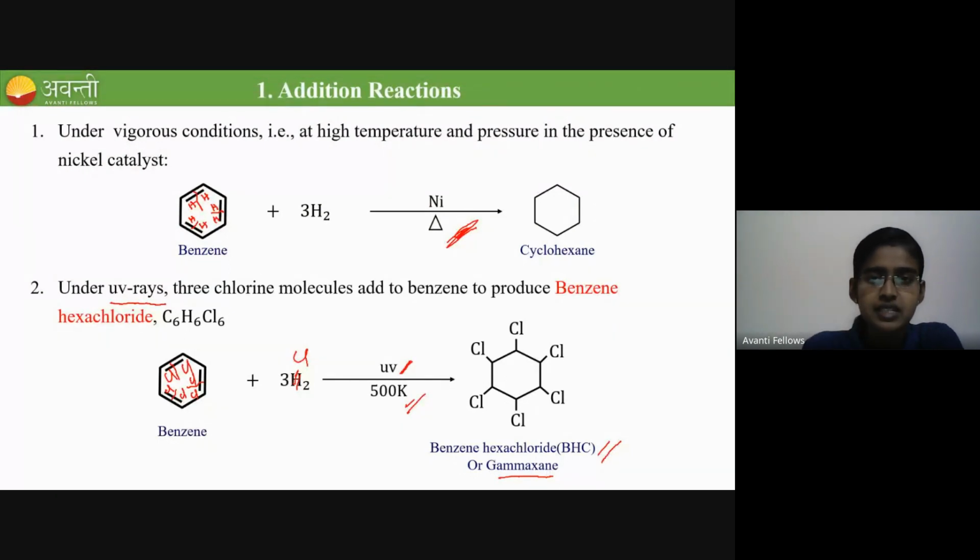Okay. Now the second reaction of benzene is combustion. Shall I go with the next slide? Did you guys note it? Shall we go with the combustion?